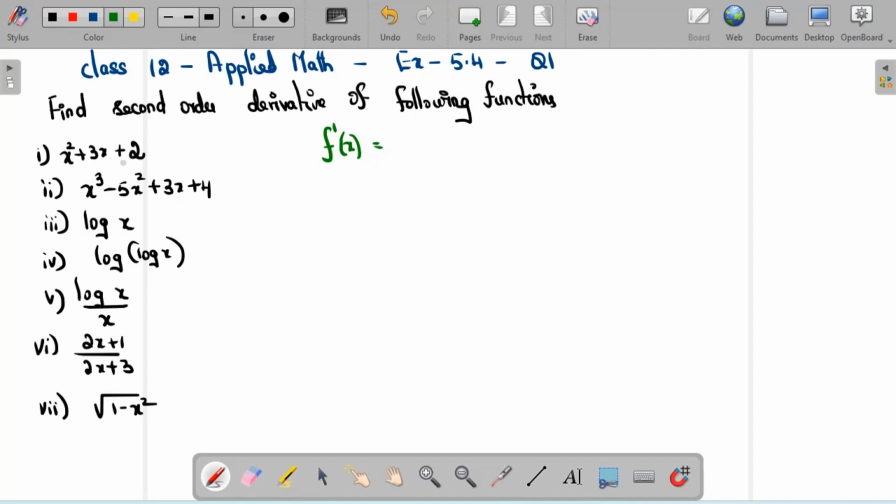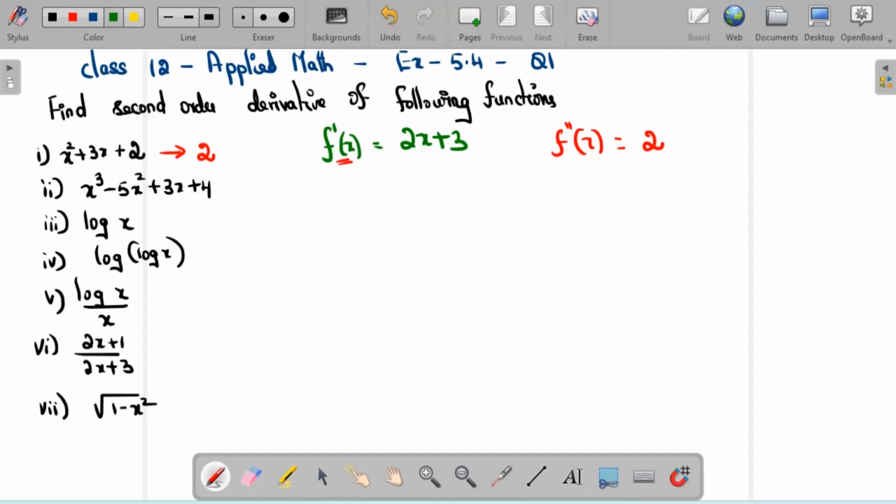So let's differentiate it. Since it's a direct simple function, we will do it directly. So this is nothing but 2x plus 3. Second order derivative means I have to differentiate this first order derivative once more. So f double dash of x is going to be the differentiation of 2x plus 3, which is simply 2. So the answer in the first case is just 2.